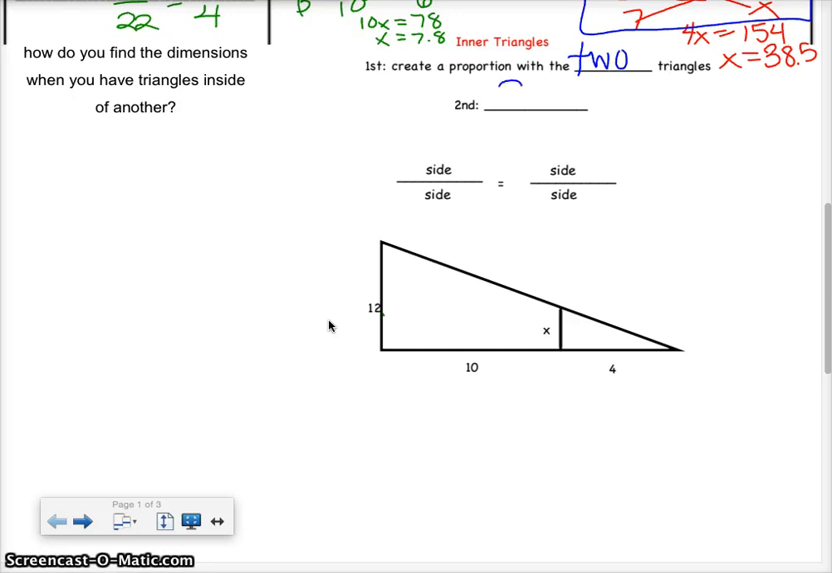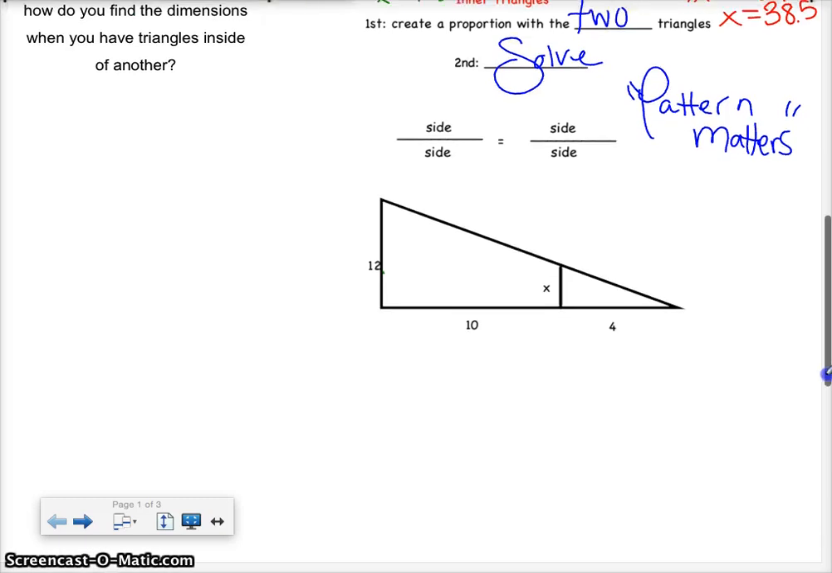And then the second thing you're going to do is solve. Remember, pattern matters. I keep saying that. There is not one right proportion. There are tons that are right. I want to say there's probably 4 or 5 that you can make. What matters is you're following your pattern that you choose. So, it should be some side is to some side as, side is to side, whatever you're choosing to do.